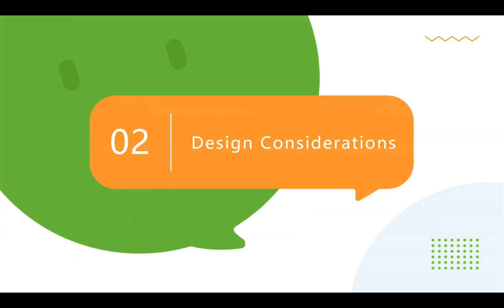EcoApp focuses on three core design considerations. First is energy efficiency, second is resource consumption, and third is social impact. These areas together build a green, efficient, and socially impactful app system.